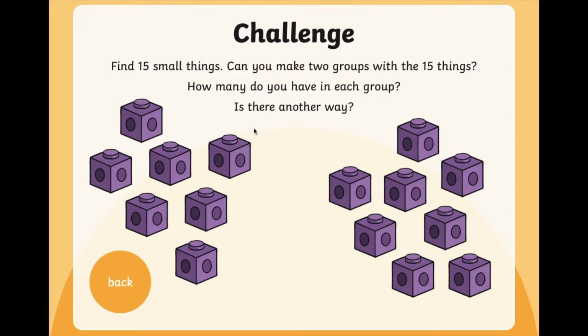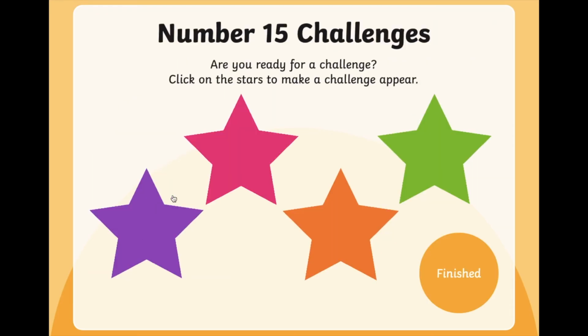I wonder, could you make 2 groups and see how many other ways that you can come up with to make the number 15? So they've given us one suggestion. They've got 1, 2, 3, 4, 5, 6, 7 on this side, and 1, 2, 3, 4, 5, 6, 7, 8 on this side. So we know that 7 and 8 make 15, and 8 and 7 also make 15. I wonder if you can find out any other ways. So there's one option for you. Let's see what's behind the pink star.